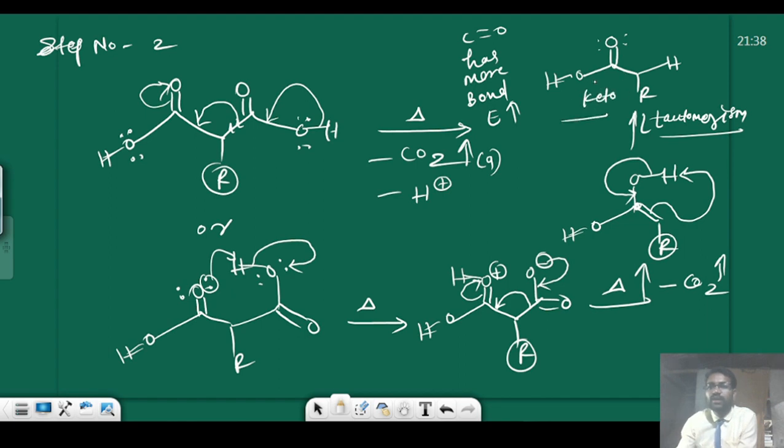So this is the carboxylic acid that we got. This is our final product. Are you understanding? If you have questions, you can write in the comment box. Okay, so let us discuss the further example.